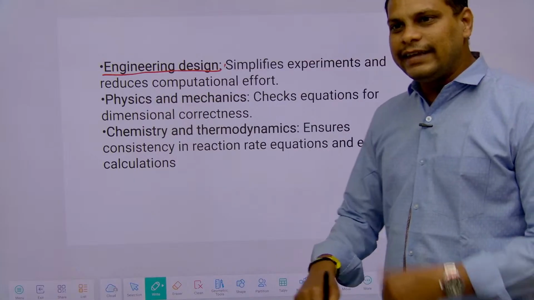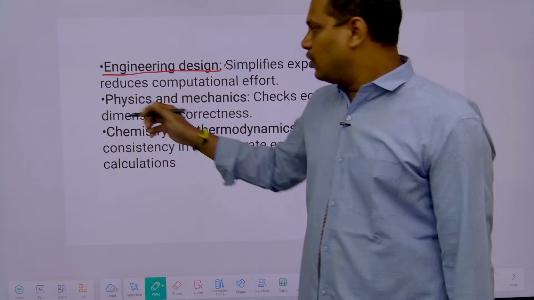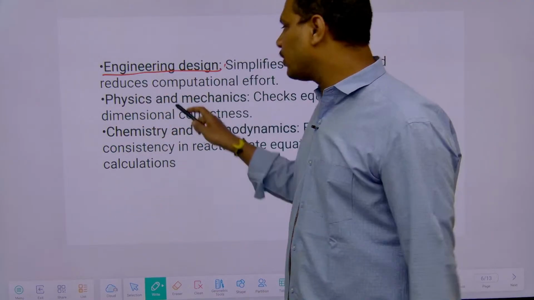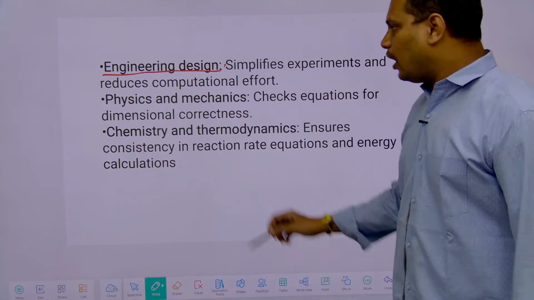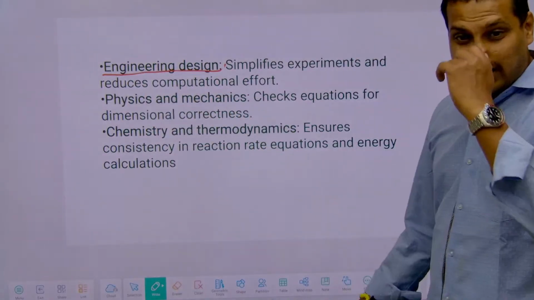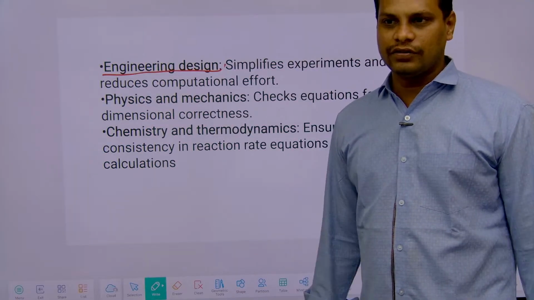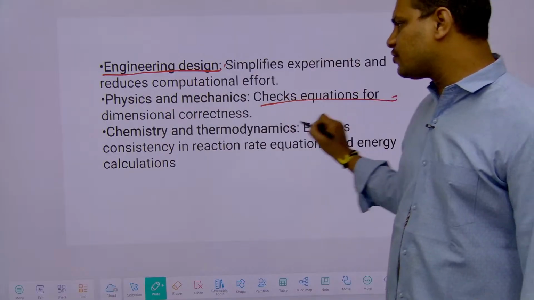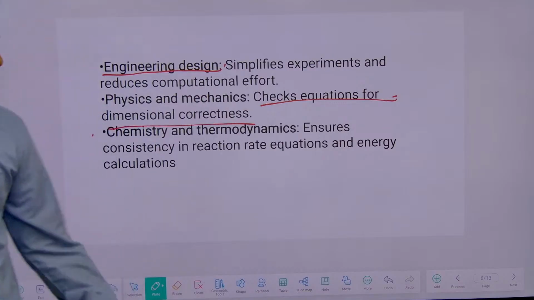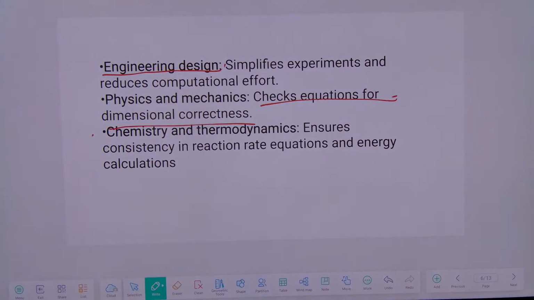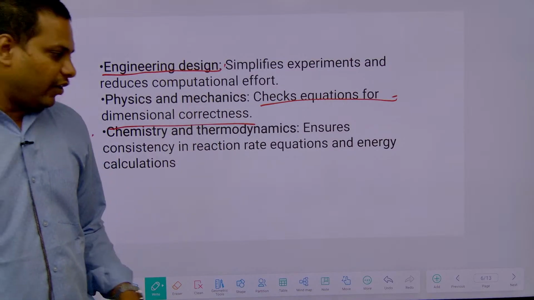We can use these dimensional formulas for computation of these mathematical equations. Similarly, in physics and mechanics, we can identify or compare the dimensional formulas with the physical equations. That is nothing but checking the equations for dimensional correctness. And in chemistry and thermodynamics, for rate of reaction, we use this kind of dimensional formula concept. Clear? Fine. We'll go for the next point.